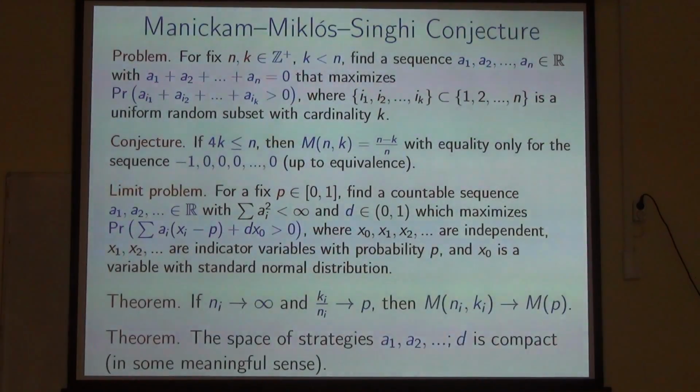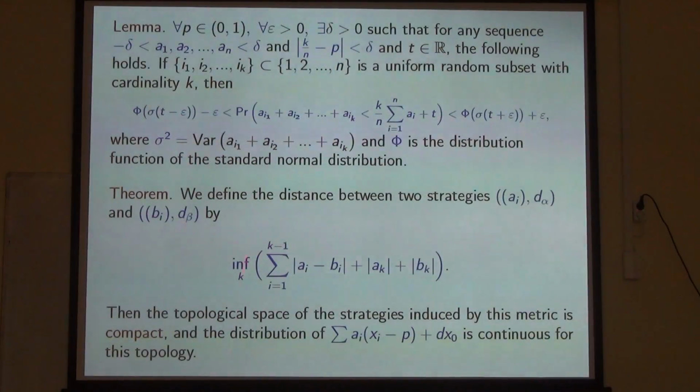So this is the limit problem for which we can again prove this convergence: if we have n and k large, n tends to infinity, and this ratio tends to p, then essentially these values tend to the optimal probability of this limit problem. We have one parameter less, we only need to... Yes, and the strategy space is a compact space in this sense.